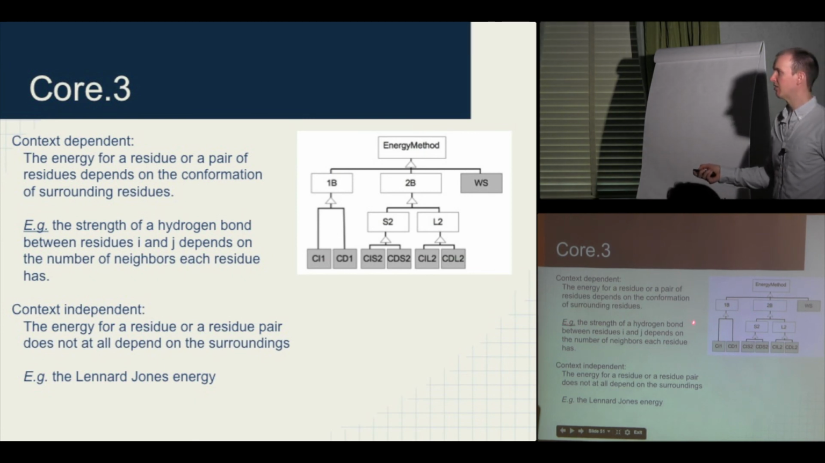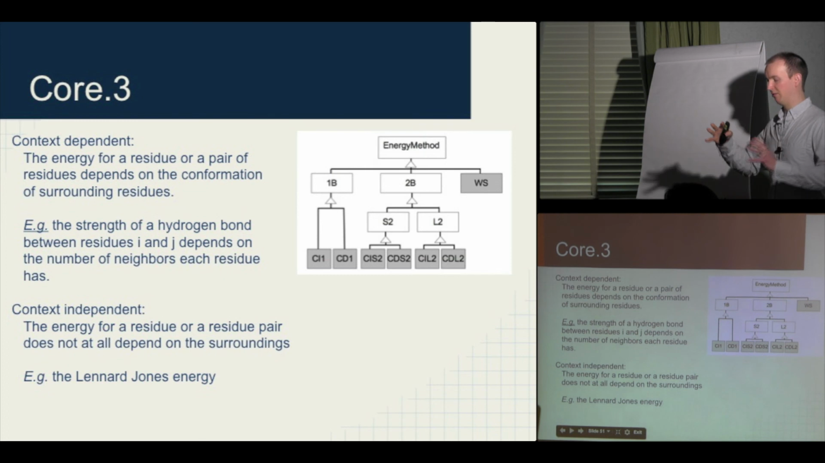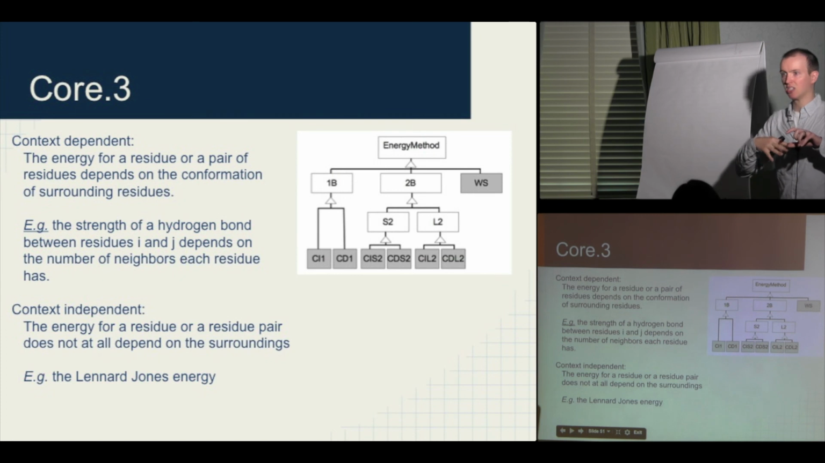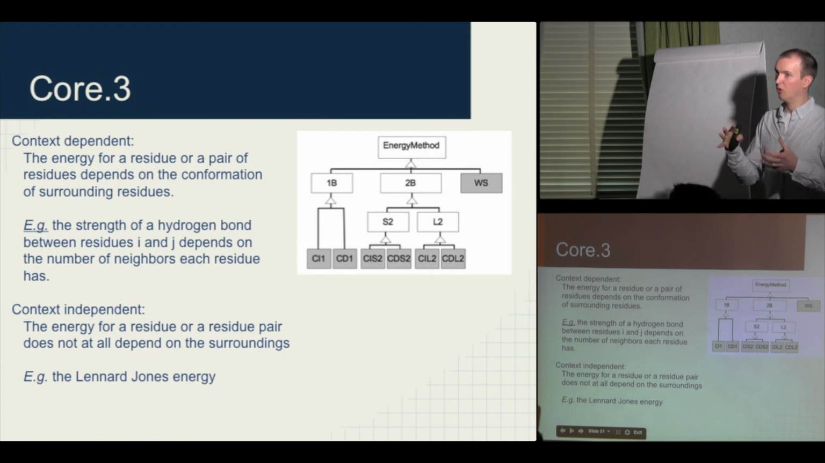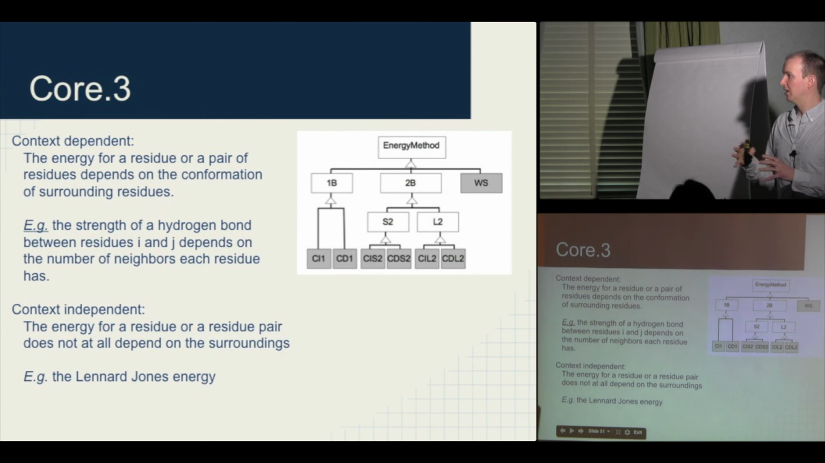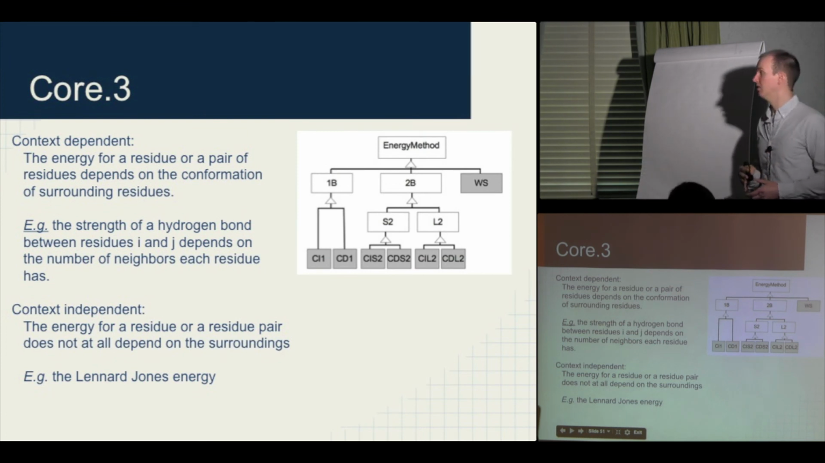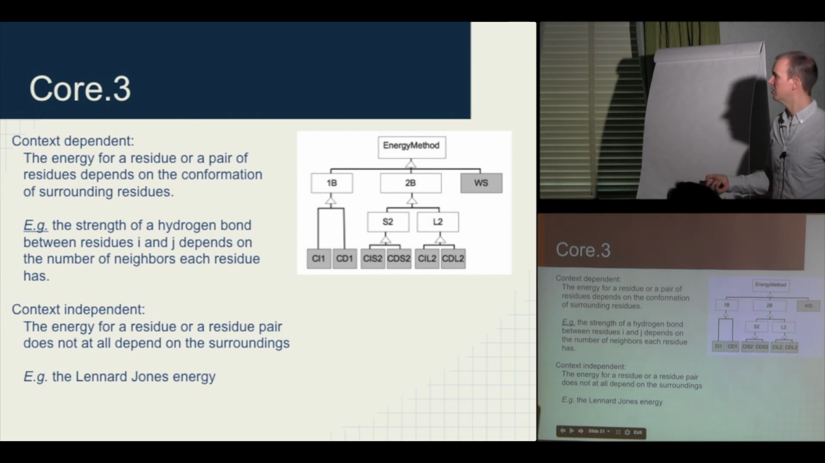For instance, the strength of a hydrogen bond in Rosetta depends on the number of neighbors for residue I and for residue J. So if you have a hydrogen bond in the center of the structure, let's say a protein-protein interface, and chain A has a hydrogen bond with itself, and you remove chain B, then chain A gets exposed, and these two residues would have fewer neighbors, and the strength of its hydrogen bond would decrease. So there's an improvement of hydrogen bonding energy that's given by the burial of that hydrogen bond. That's a context-dependent two-body energy.